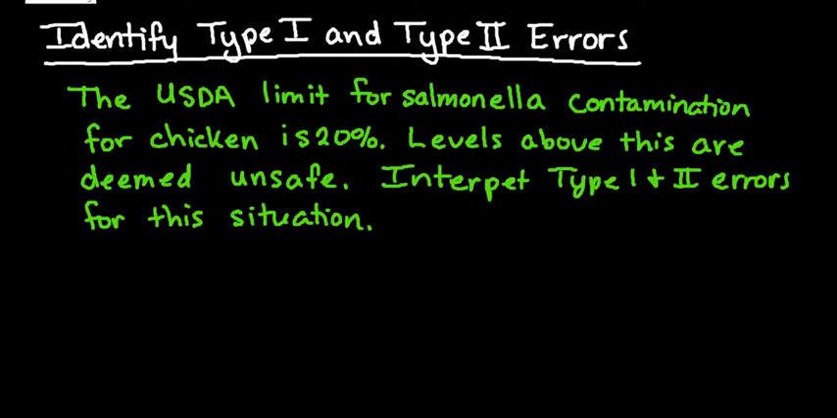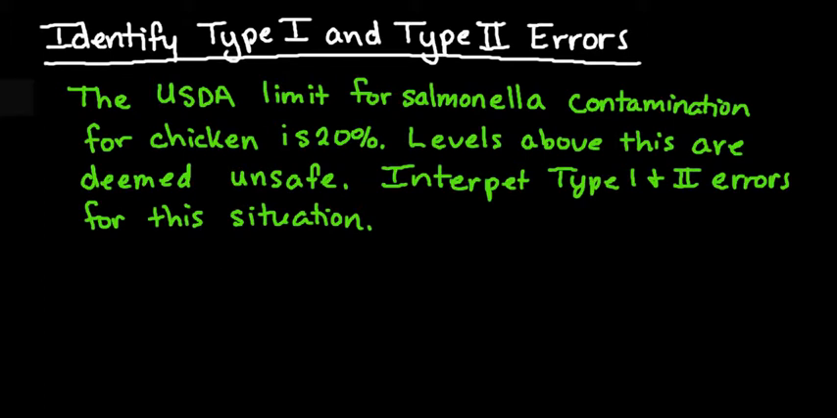For this video, what I want to do is help you to identify a type 1 and type 2 error in a given situation. So what we have here is the USDA limit for salmonella contamination for chicken is 20%. Levels above this are deemed unsafe. Interpret type 1 and type 2 errors for this situation.